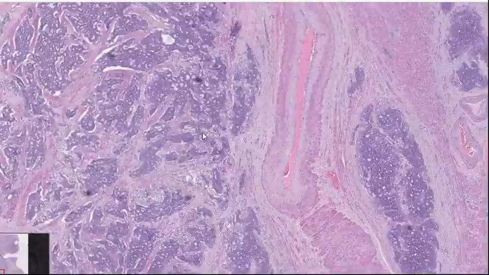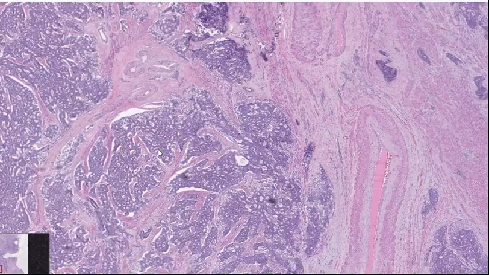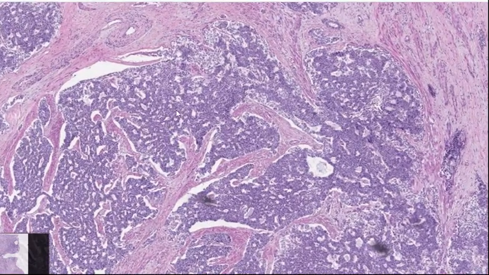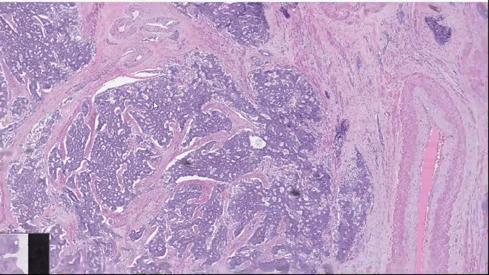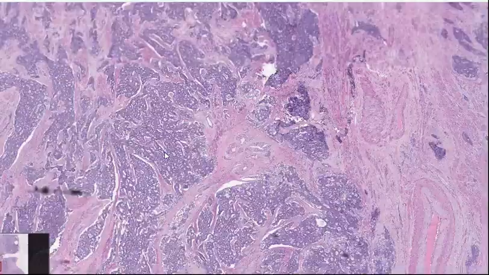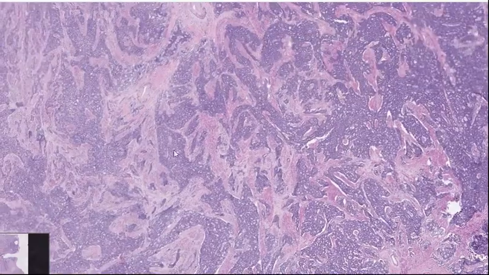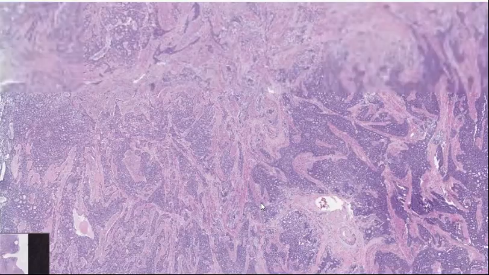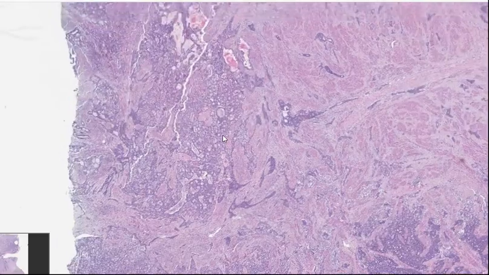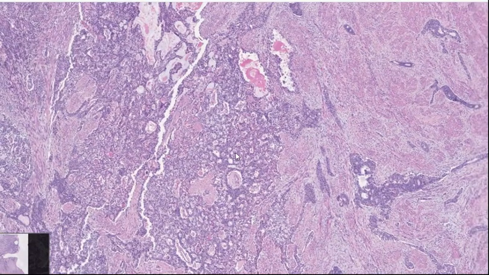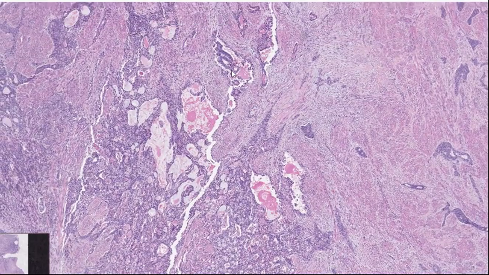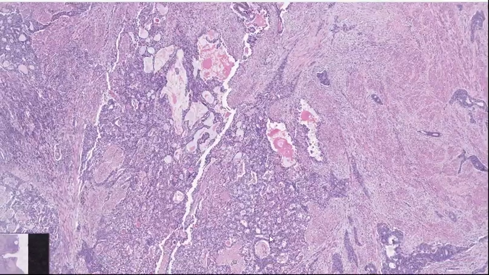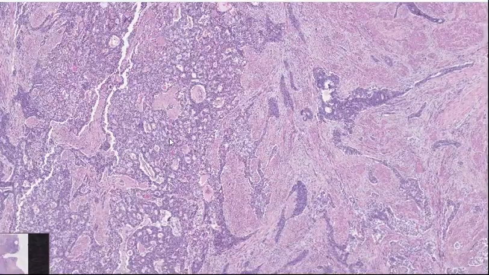In another part of the tumor we can see this kind of appearance that gives a clue of sex cord stromal differentiation over here. Now if we move around, we can see the tumor has similar morphology to what we have already depicted: that sex cord stromal-like differentiation, as well as some papillary areas, glandular areas, and tubular areas also.